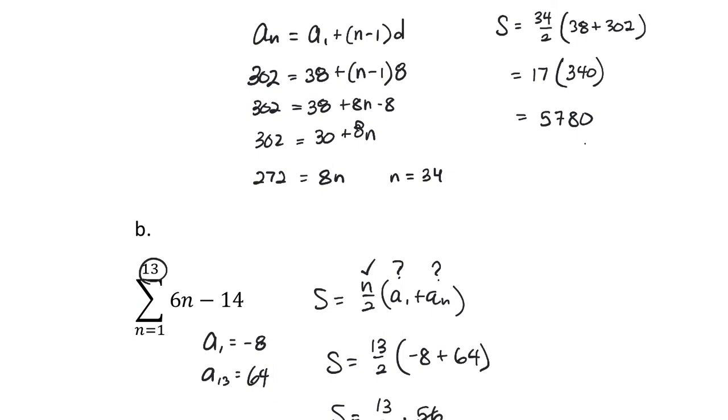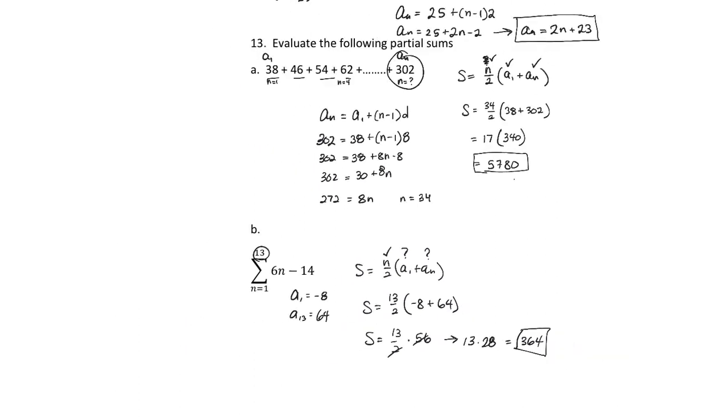Half of 56 is 28, so this turns into 13 times 28, and that's equal to 364. Okay.